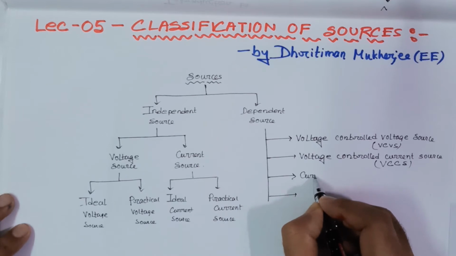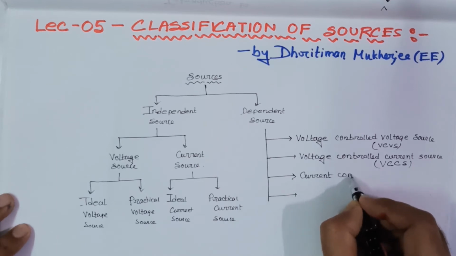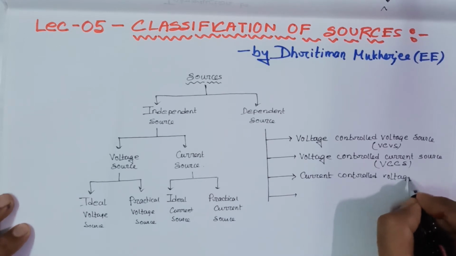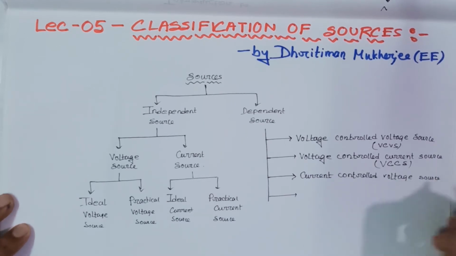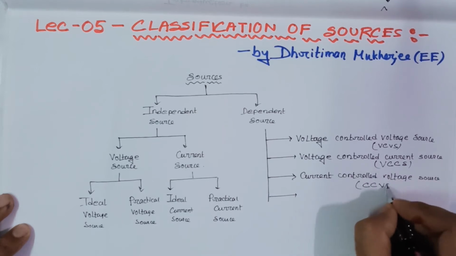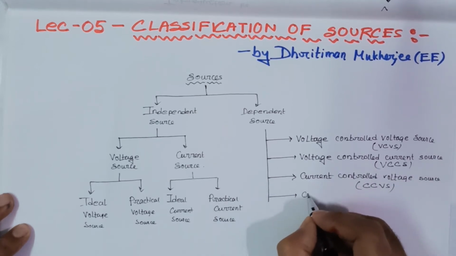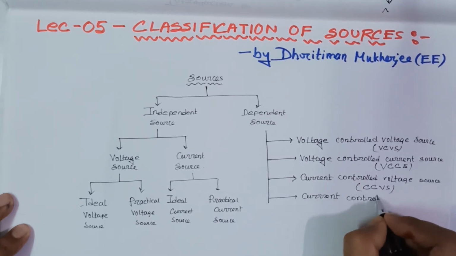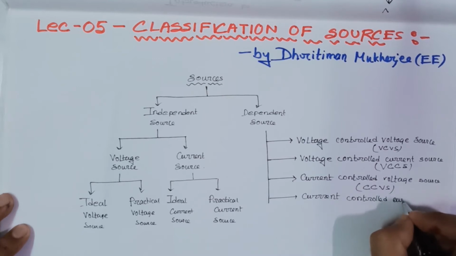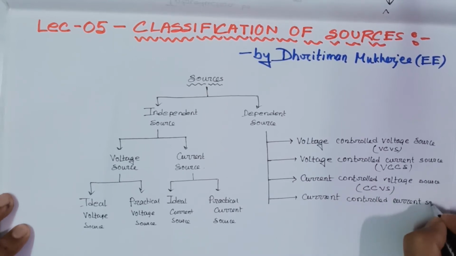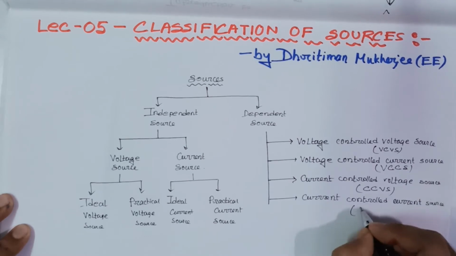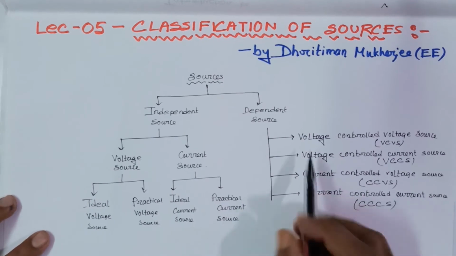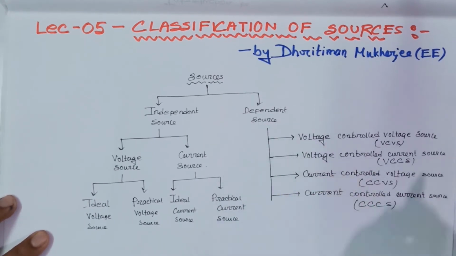The third type is current controlled voltage source, that is CCVS. And the last one, current controlled current source, that is CCCS. Clear? So these are the classifications of dependent sources.